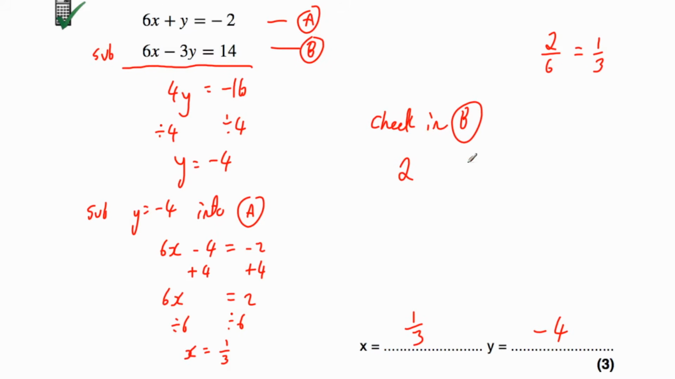Now y is equal to minus 4, and 3 times y is going to be 3 times minus 4. Now 3 times 4 is 12, so it's going to be minus 12, and that should hopefully be equal to 14. So we've got 2 minus 12, well, that's going to be 2 plus 12, and that's equal to 14. So we're correct. So that's it. So we've got our answers: x equals a third, and y is equal to minus 4. And we've checked it, and we know we're right.